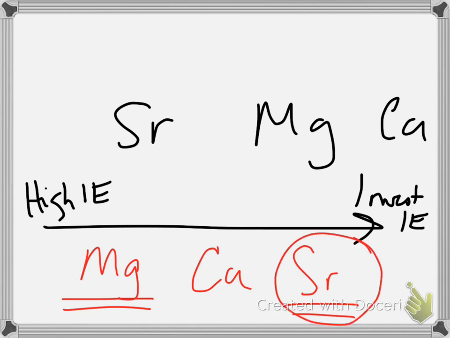So as we go down a group, we tend to see decreased levels of ionization energy, which means these things tend to be more what? If you're more willing to give up electrons, you tend to be more reactive. Okay? And in general, what we see is that reactivity increases as we go down groups.